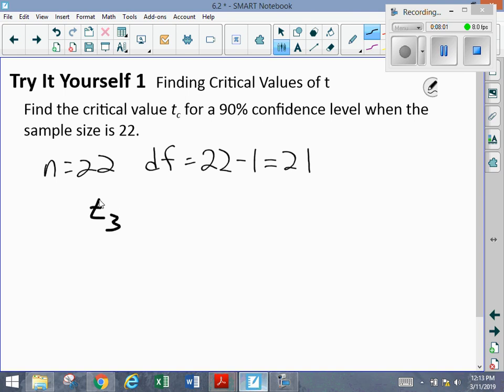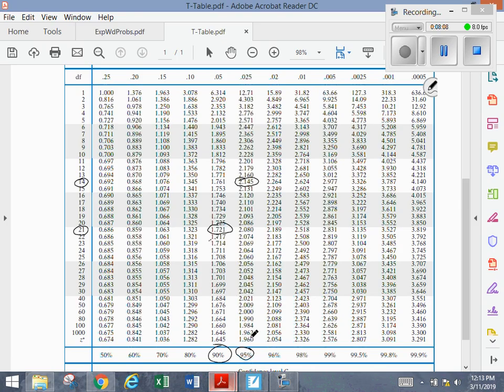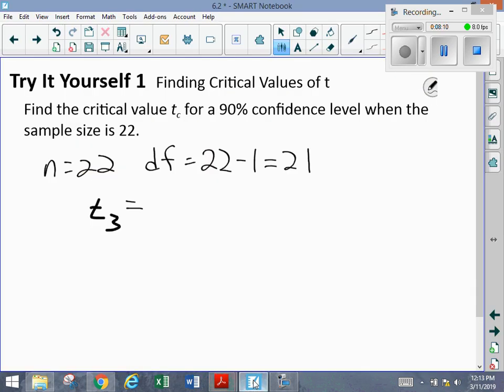So t sub c was equal to, degree, I forgot, 1.721.